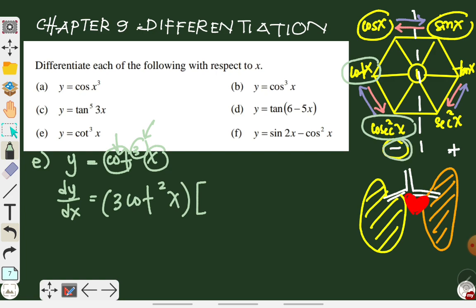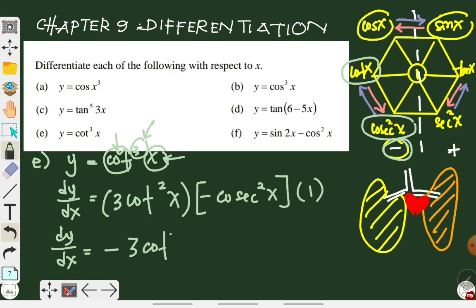And don't forget that this is on the left side, so you have negative. So this is equal to negative cosecant squared, and copy back the angle, so you have the x. Finally, differentiate the x, which equals 1. So dy dx equals negative 3 cotangent squared x times cosecant squared x. Done.